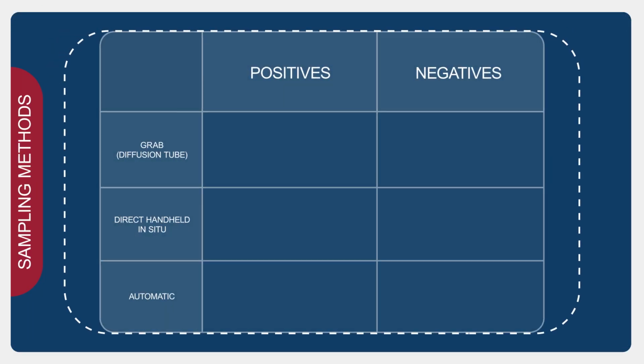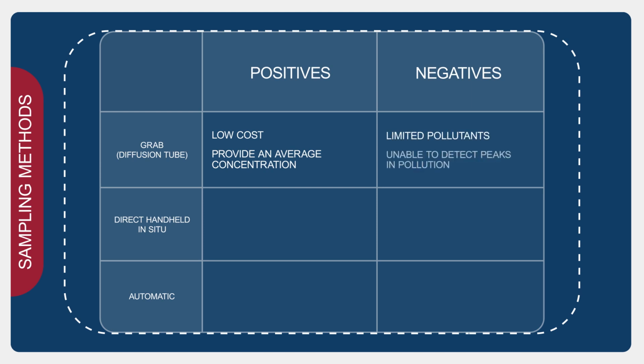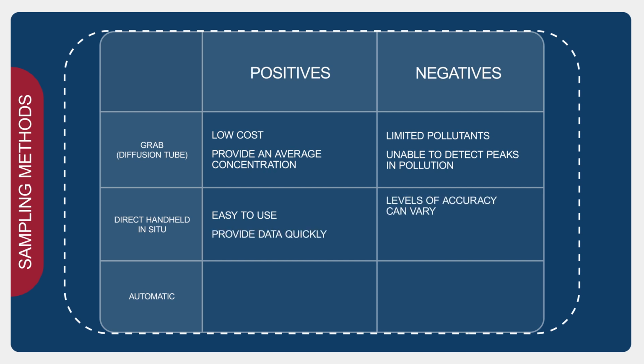Diffusion tubes are a simple, low-cost method and provide you with an average concentration over a 2 to 6 weeks time period, but are only available for a limited number of pollutants and are unable to detect peaks in pollution. Direct handheld in situ instruments are easy to use, portable, and can provide data quickly. The level of accuracy can be variable depending on the device utilised, and they can only provide you with concentrations at the time of sampling.